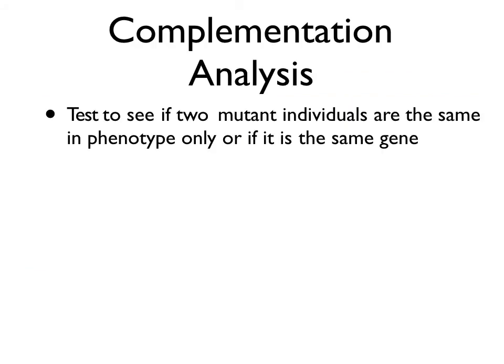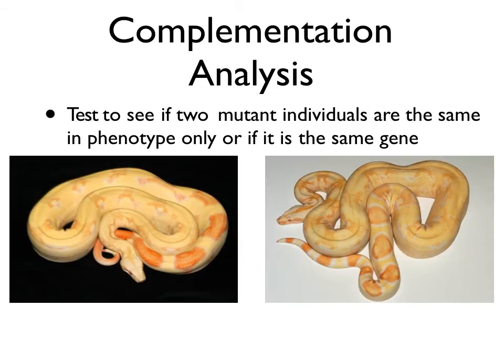Now, one of the things that I want to point out is that just because two organisms share a phenotypic trait doesn't necessarily mean that they have the same genotype. And that's because there are multiple genes that contribute to the phenotype, and there are multiple mutations creating more than two alleles for each gene. And so two organisms might have the same phenotype, like these two albino boa constrictors, but not the same genotype, because of different mutations.